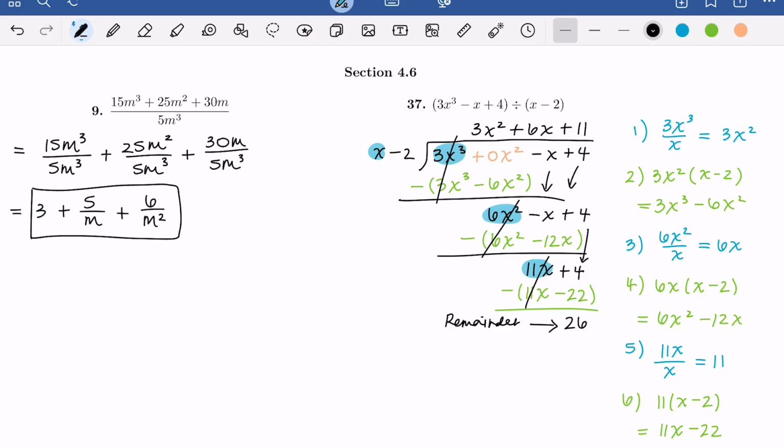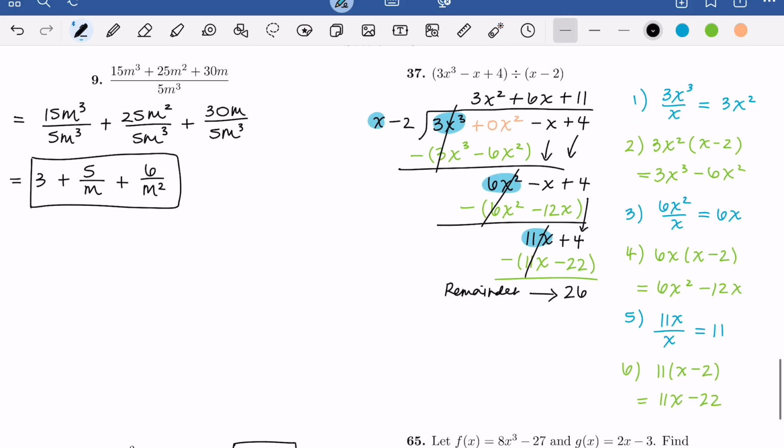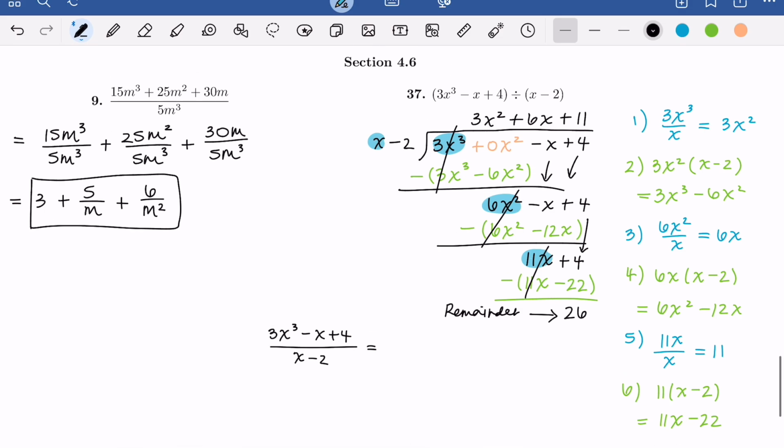So what we're going to do then is write out our final answer. It's going to be this resulting polynomial plus this remainder. And we write this remainder in a special way. So let me go ahead and write this out. We took 3x cubed minus x plus 4, and we divided it by x minus 2. When we did that, we got the resulting polynomial of 3x squared plus 6x plus 11. But we have this remainder of 26.